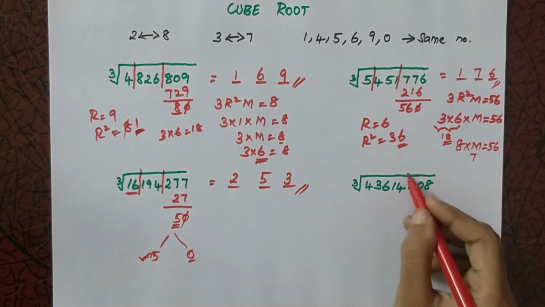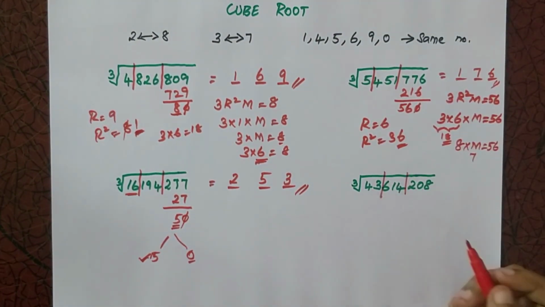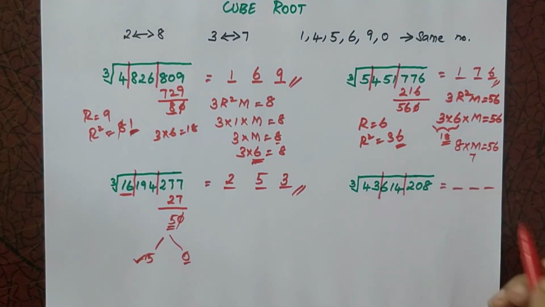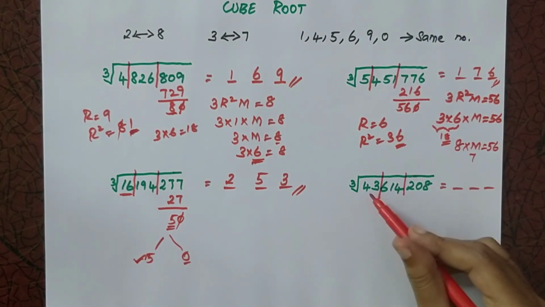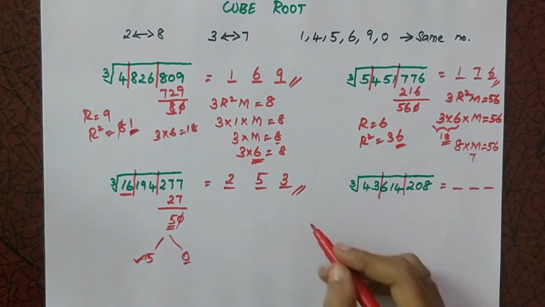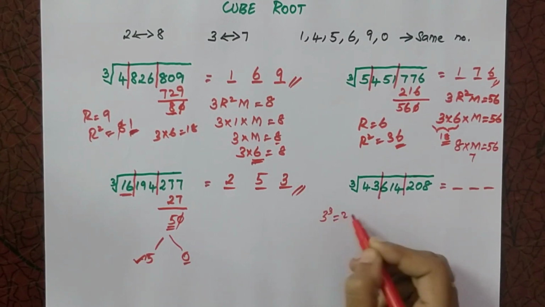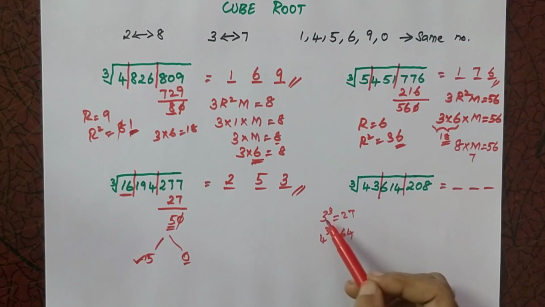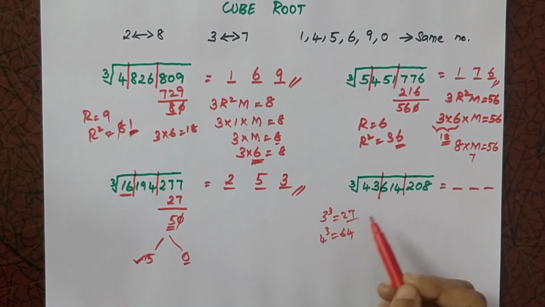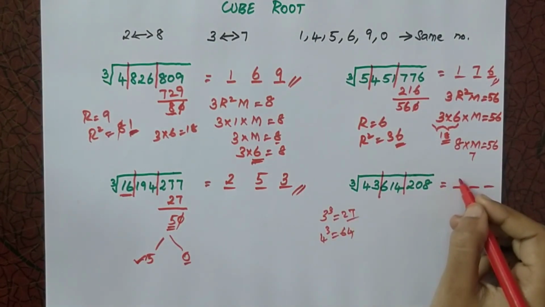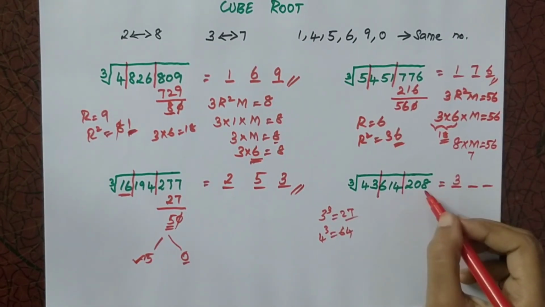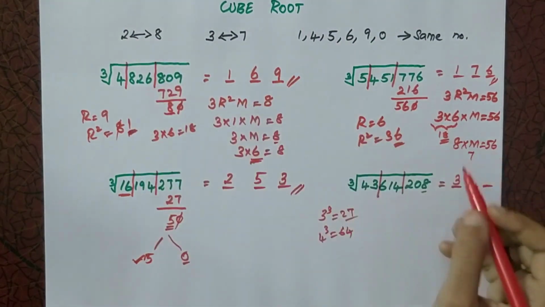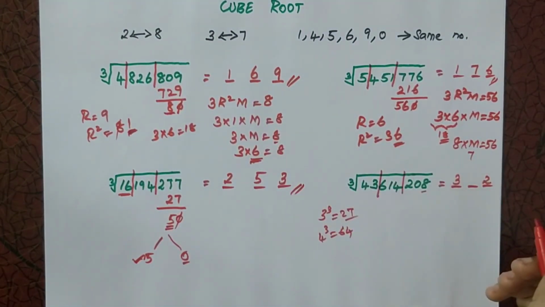Now let's solve this example. I am splitting it into 3 digits and then your answer will be 3 digits. Then we have to find the cube of which number is within this 43. If you see 3 cube you will get 27, whereas 4 cube you will get 64. So you have to consider only 3 because 27 is less than 43. So 3 here, and the number is ending with 8. If it ends with 8, you have to consider 2. So your last digit is 2.